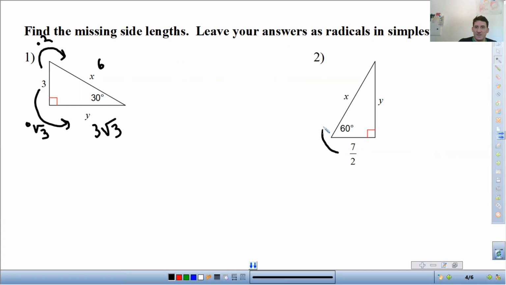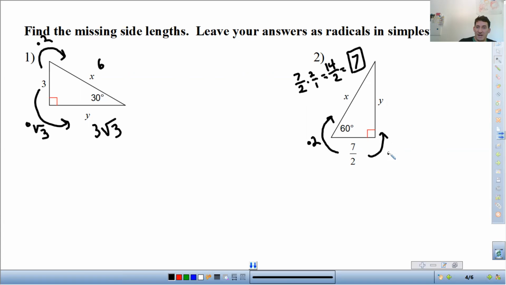All right. Sometimes you might have a fraction or some other interesting thing here to work with. But either way, to find the hypotenuse, you multiply by 2. So I'll do that off to the side. 7/2 times 2. You can either simplify first, so the 2's cancel out and you're left with 7, or if you multiply straight across, 7 times 2 is 14, 2 times 1 is 2, 14 divided by 2 is 7. So the hypotenuse is 7.